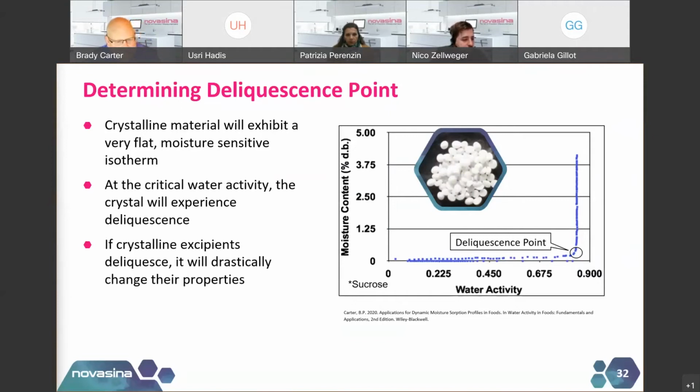An isotherm, again, here we have our water activity versus moisture content. This is for sucrose, but these isotherms will actually show you the exact point where that happens. It's a 90-degree turn when it goes through deliquescence, and the crystalline lattice essentially dissolves and opens up all kinds of binding sites. So if you have an excipient and you wanted to see whether it was crystalline or amorphous, one way is to run one of these moisture absorption isotherms and observe it; flat isotherms with this sharp turn are indicative of a crystalline material.